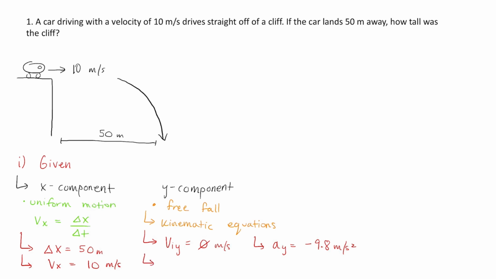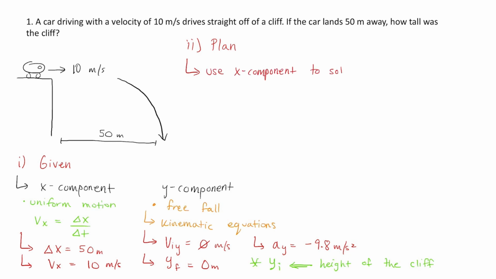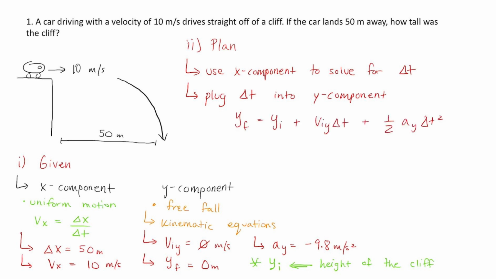And we know the final position of the car will be 0 meters, because it will land at the bottom of the cliff. And now just to make it clear, we are solving for the initial position, yi, because that represents the height of the cliff. Now that we know what we were given, let's go over our plan for solving this question. We are going to use the x component to solve for delta t. Then we're going to plug delta t into the y component, and we're going to use this kinematic equation to solve for yi, the initial position of the car.